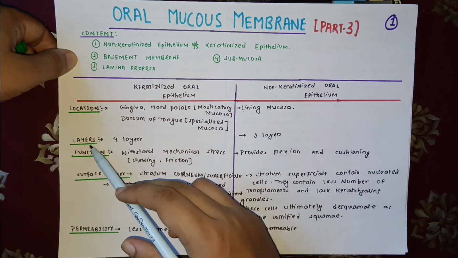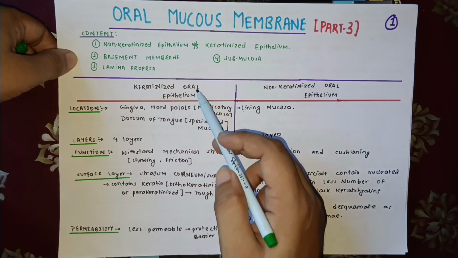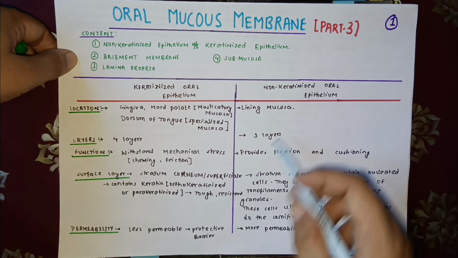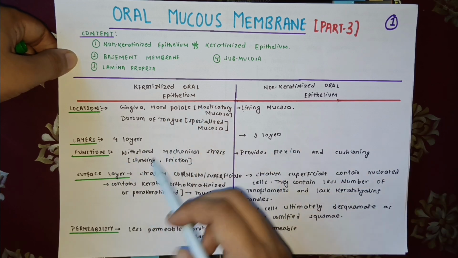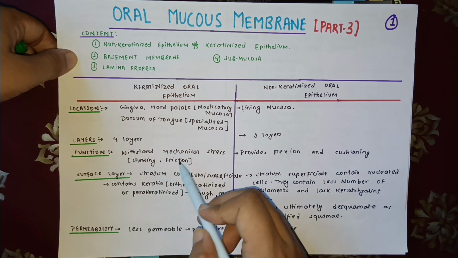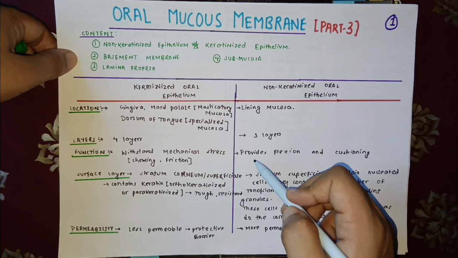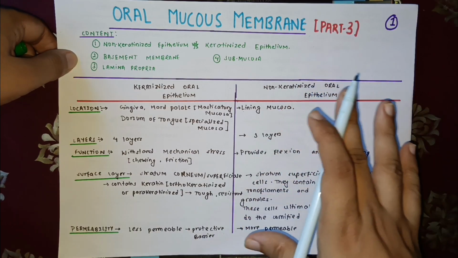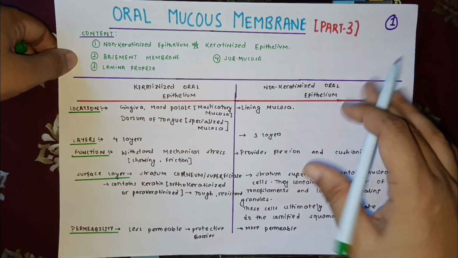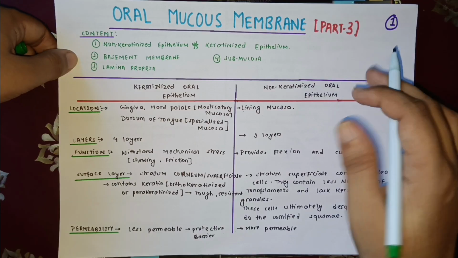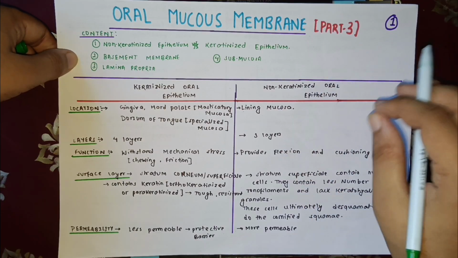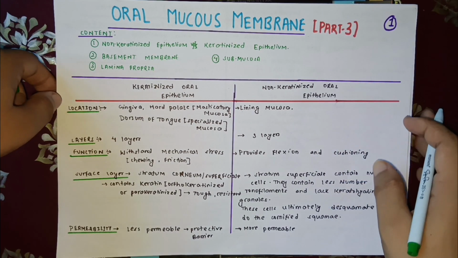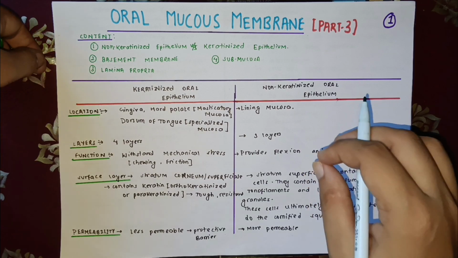After that, in the layers, we have 4 different layers in keratinized oral epithelium and 3 different layers in non-keratinized oral epithelium. Next, the function: keratinized oral epithelium withstands mechanical stresses, chewing and friction, while non-keratinized oral epithelium provides flexion and a cushioning effect. Keratinized oral epithelium is mainly for resisting larger forces, but non-keratinized oral epithelium resists lower forces like flexion and cushioning. Cushioning means it gives a cushioning effect, but it resists lower magnitude force.